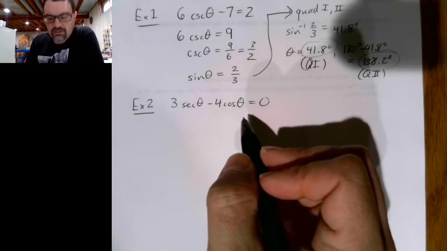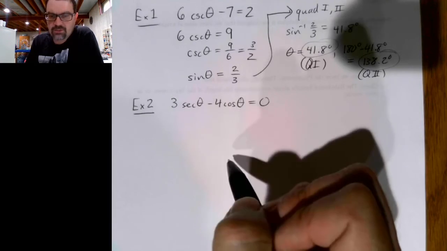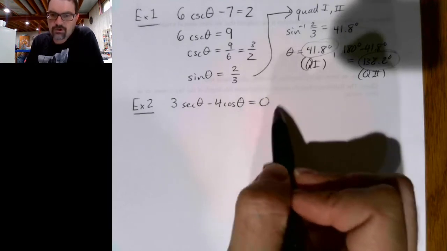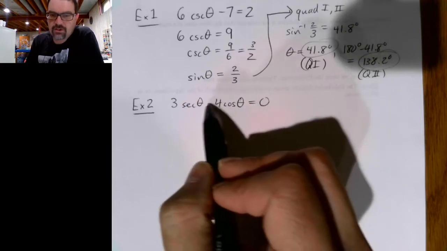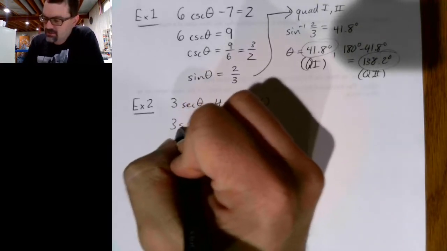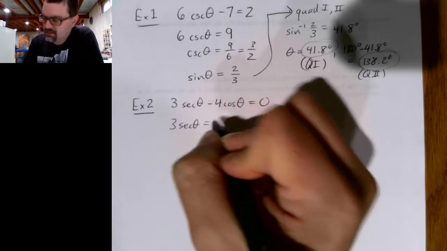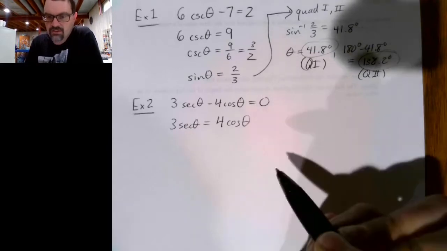Now, this guy, a little messier. We've got 2 terms, one with secant, one with cosine. We do have a 0 on this side. And one convenient thing when there's a 0 is that you could just take this term and add it to the other side. So this is the same as 3 secant equals 4 cosine theta. We just add that whole guy to the other side.